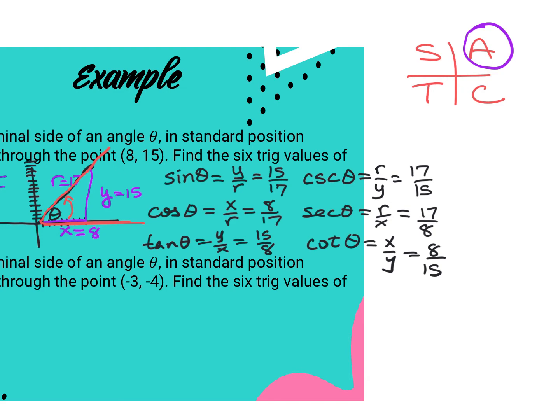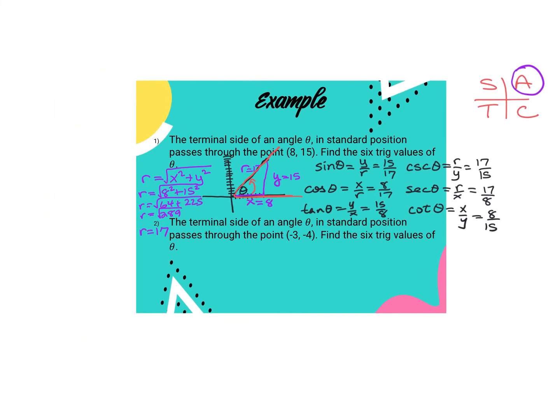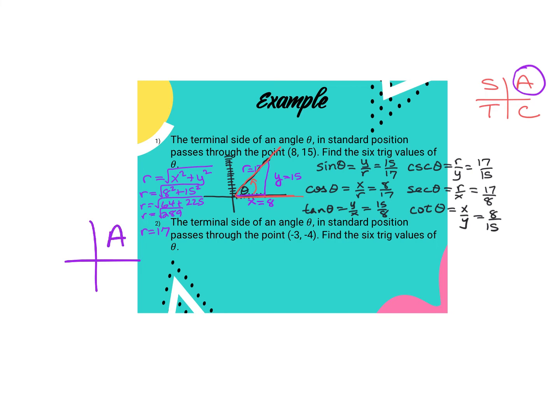The next one that I'm doing is going to be in quadrant 3. Again, All Students Take Calculus. Since this ordered pair, negative 3, negative 4, is in quadrant 3, remember, in quadrant 3, the T is tangent and cotangent. So once I put my numbers into the fractions, the only fractions that should end up with a positive answer are tangent and cotangent. The other 4, the sine, cosecant, cosine, secant, are going to be negative. Everybody with me on that?